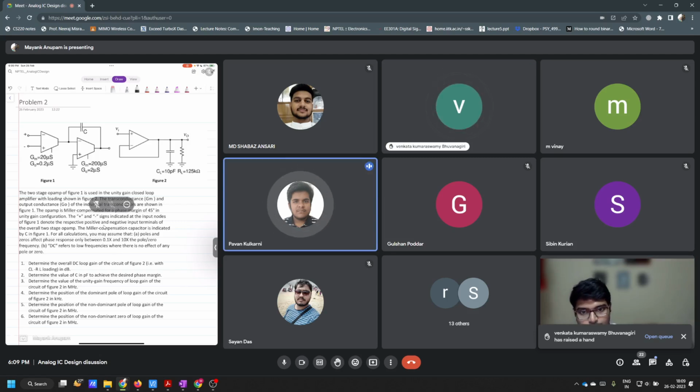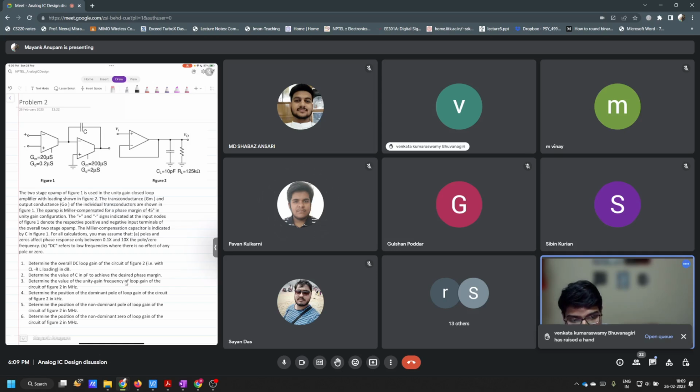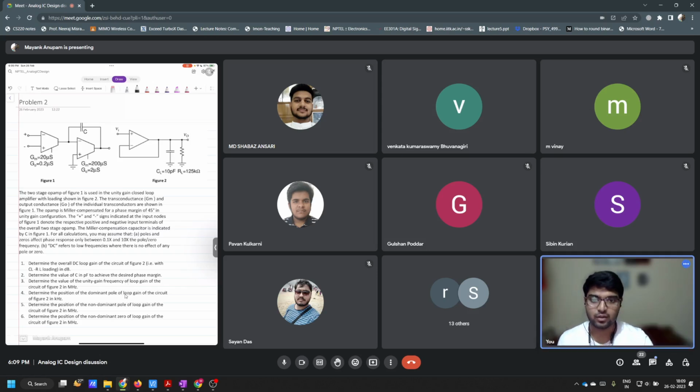Which textbook, sir? The textbook is Sergio Franco. Another textbook is by Professor Behzad Razavi. These are the two textbooks. You can also go through the ICS website, which is basically the IC design website of IIT Madras. All the courses they take in this area, they also upload the lectures, and the assignments are also uploaded there. You can look at these assignments, but their difficulty level is slightly higher.